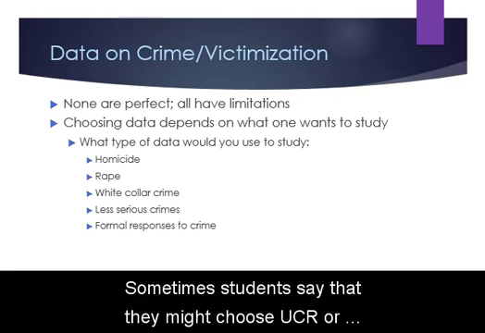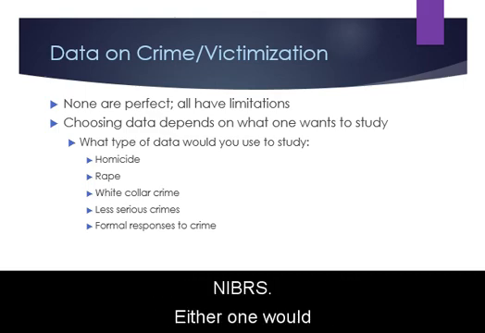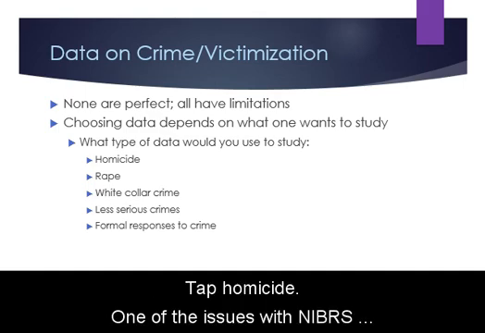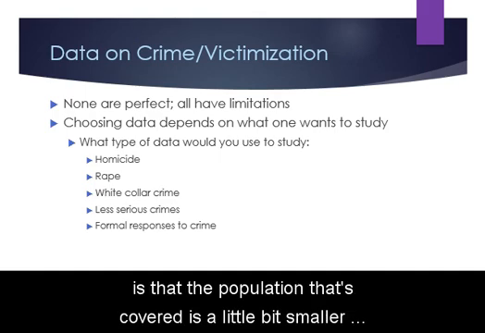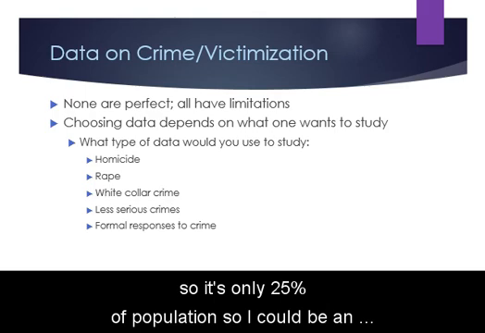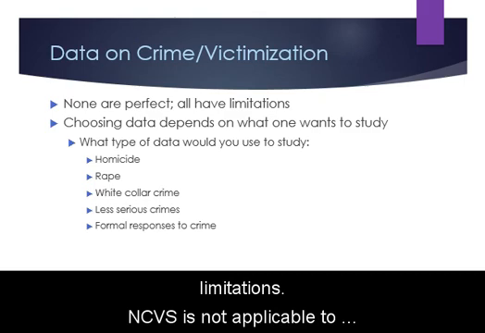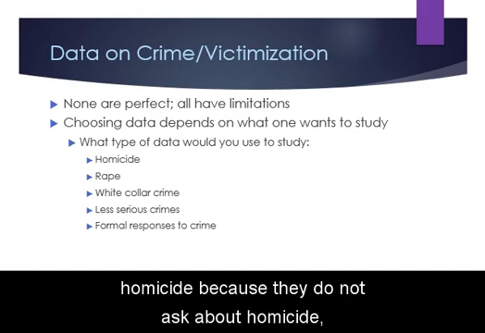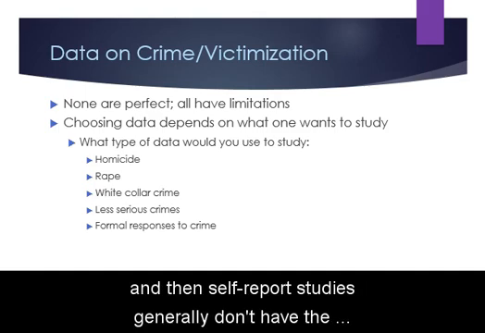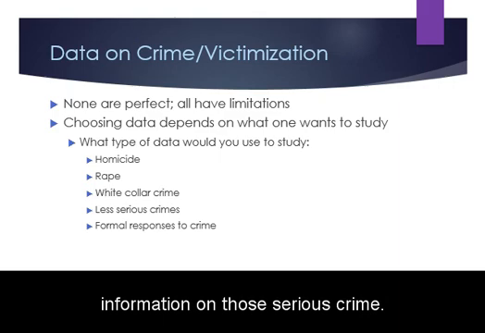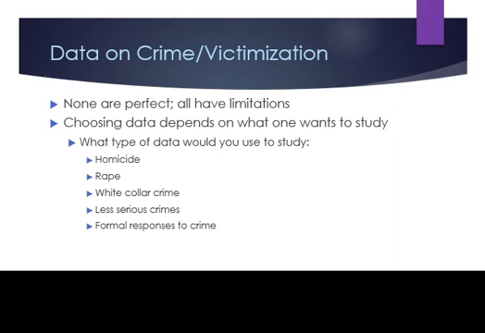Sometimes students say that they might choose UCR or NIBRS. Either one would tap homicide. One of the issues with NIBRS is that the population that's covered is a little bit smaller. So it's only 25% of the population, so that could be an issue. But still, the UCR has limitations. NCVS is not applicable to homicide because they do not ask about homicide. And then self-report studies generally don't have information on those types of serious crimes.